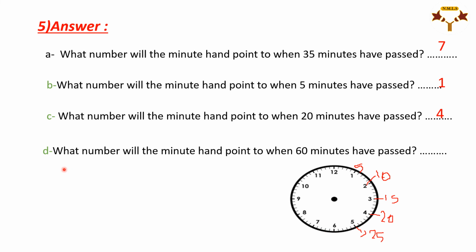Number D. What number will the minute hand point to when 60 minutes have passed? 60 minutes have passed. We start from 1. 1 means 5. 2 means 10. 3 means 15. 4, 20. 5, 25. 6, 30. 7, 35. 8, 40. And 9, 45. 10, 50. And 11, 55. And 12 will be 60. Then the number the minute hand will point to when 60 minutes have passed will be 12.